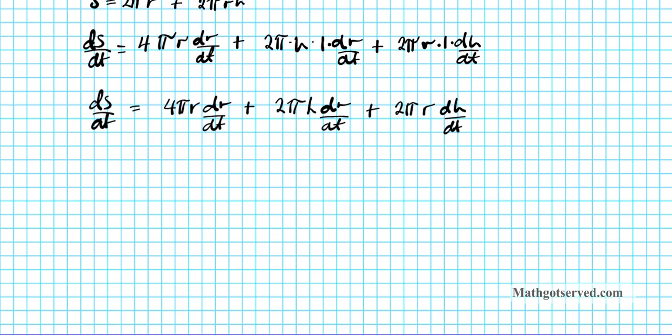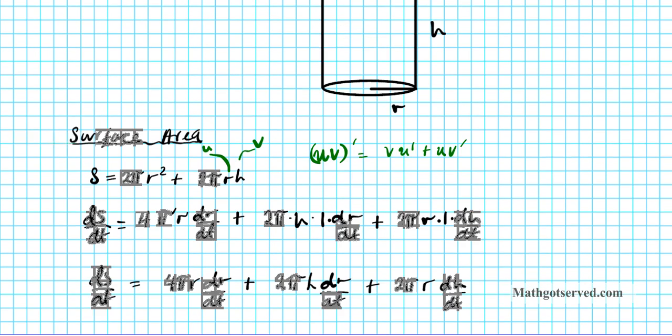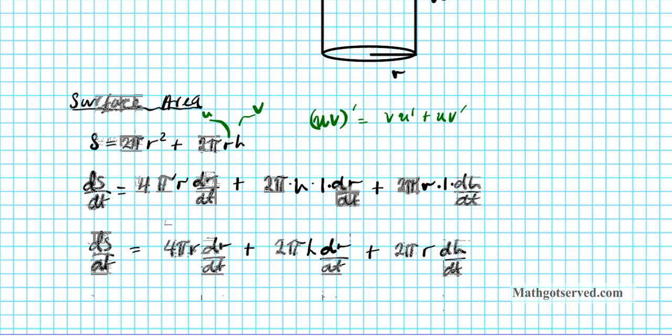Now, if you take a look at this equation, if the radius is fixed, dr/dt is going to go to 0, so these two terms cancel out, and you're going to be left with 2 pi r dh/dt. If the height is fixed, dh/dt is going to be 0, so this term will be gone, and it will be left with these two components. All right, so that's that.